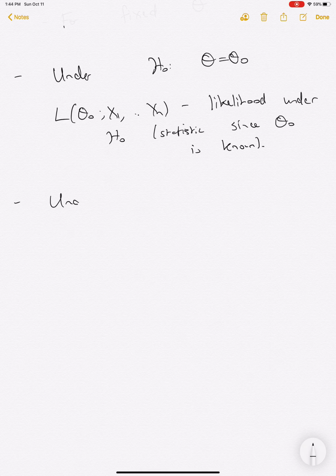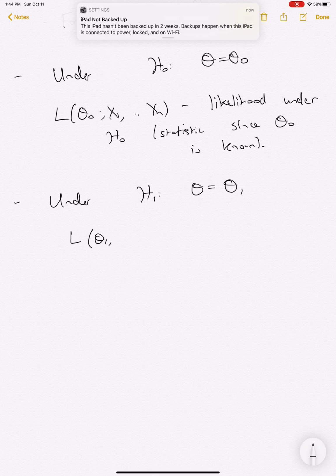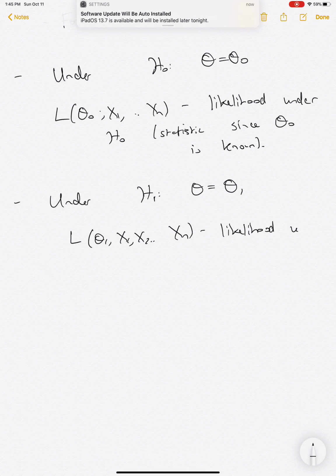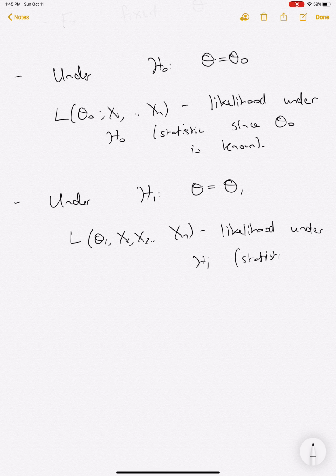And then under H1, our alternative hypothesis, which is now simple, which kind of makes our life simple in this case too. This is the likelihood under H1. And this is also a statistic, since theta 1 is known.